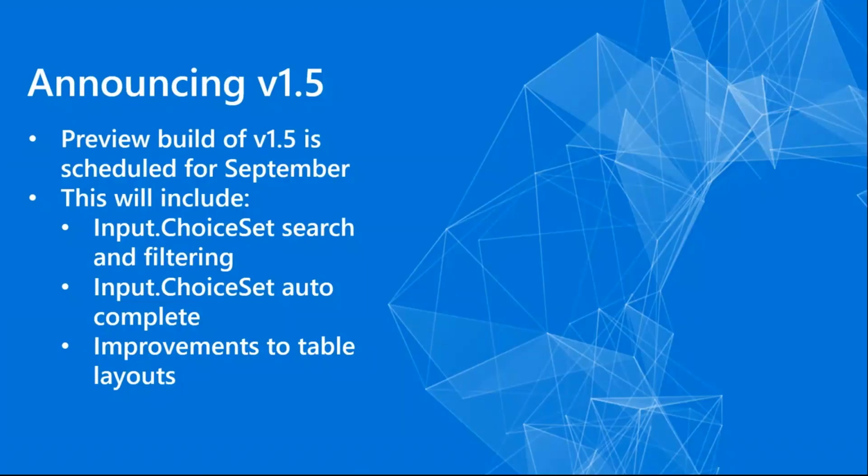Next up on the list is our announcement for version 1.5. Our team is looking to have a preview build of version 1.5 around September. No set date yet, but we're planning for September as of now. Some parts of what this will include is Input.ChoiceSet search and filtering. So if you have some inputs and you type something in, you'll be able to search and filter the list. This comes also with Input.ChoiceSet autocomplete for when you have a large list of choices and you're able to find the one that you want.